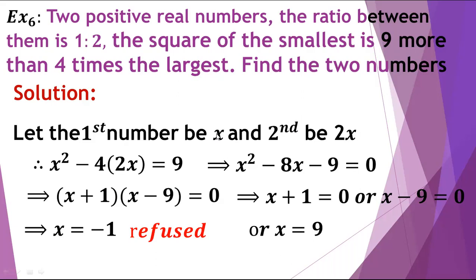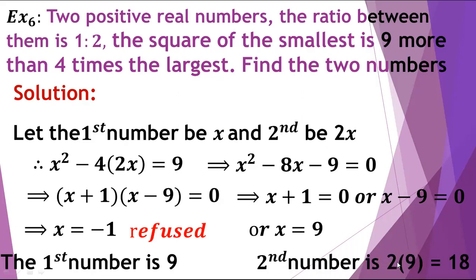So we can replace the letter x by the number 9. So the first number x is going to be 9, and the second number 2x, twice x, or 2 times x, means 2 times 9 equals 18. The first number is 9 and the second number is 18.